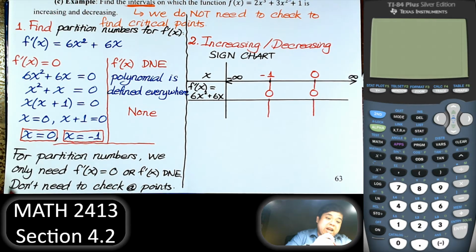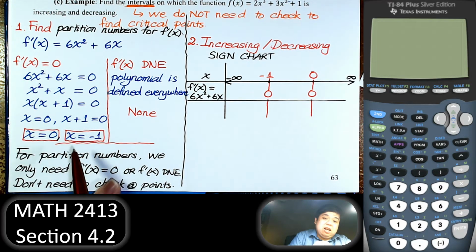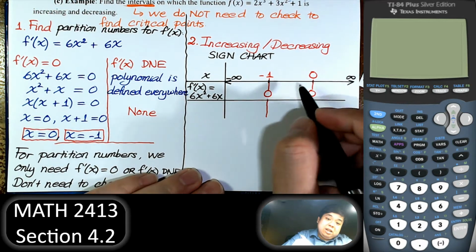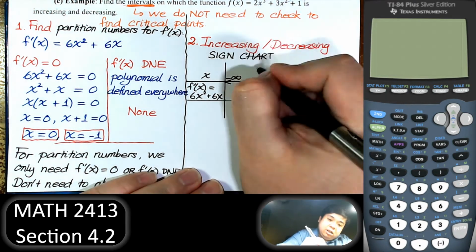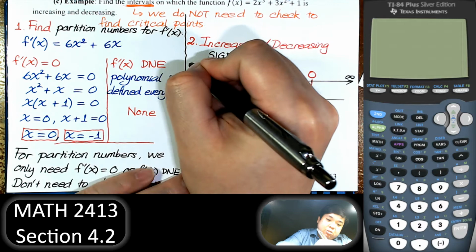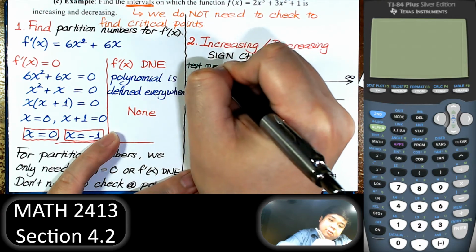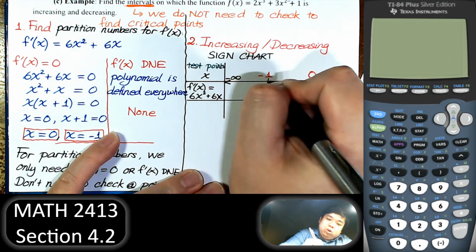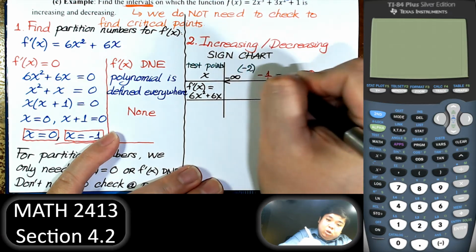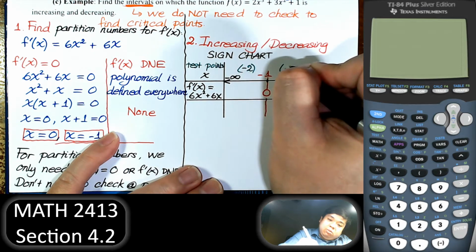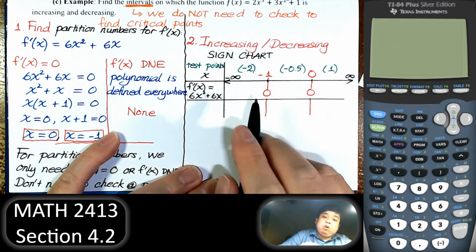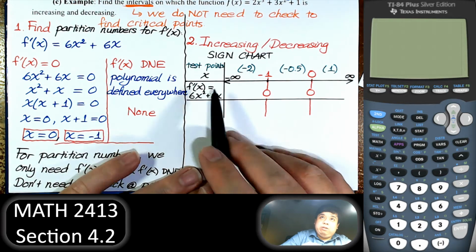So we took care of the cases where it is equal to 0 or does not exist; there is none. Now we just need to check if it is positive or negative. In that case, we will pick numbers in between those numbers, called test points. Between negative infinity and -1, I choose -2. Between -1 and 0, how about -0.5? Between 0 and infinity, let's choose 1. I'm going to test these values in the derivative.